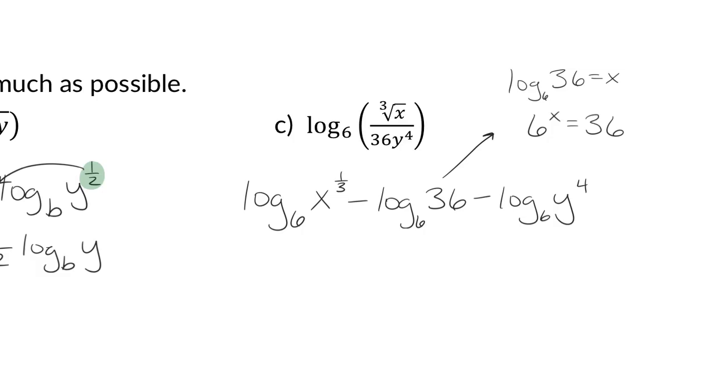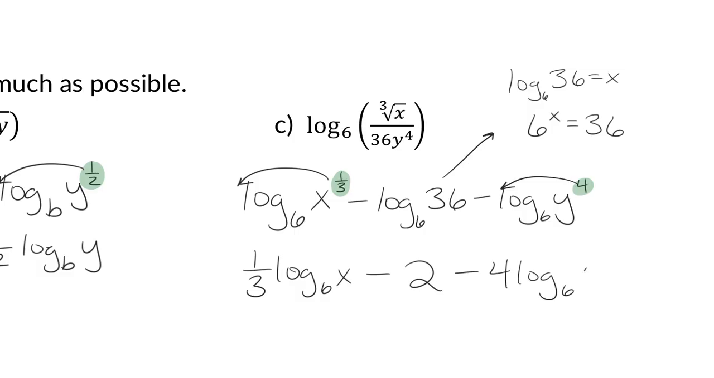So when we go ahead and change all of our exponents to, what are those called? Coefficients, boom, and boom, we can also change that middle term and evaluate it since you guys know that it's equal to 2. This will become 1/3 times log base 6 of x minus 2 minus 4 log base 6 of y.